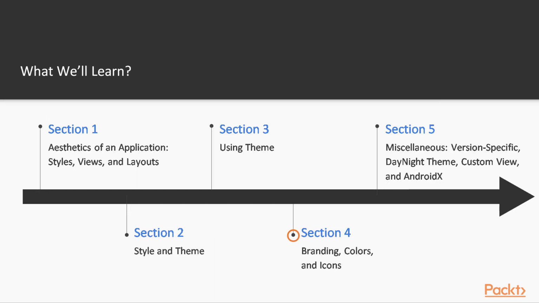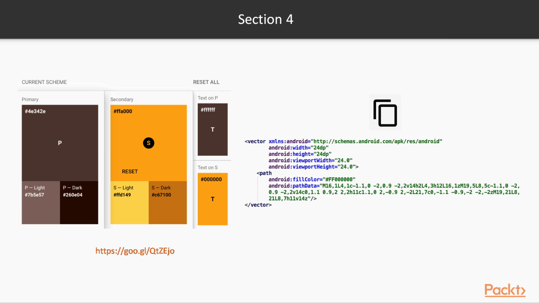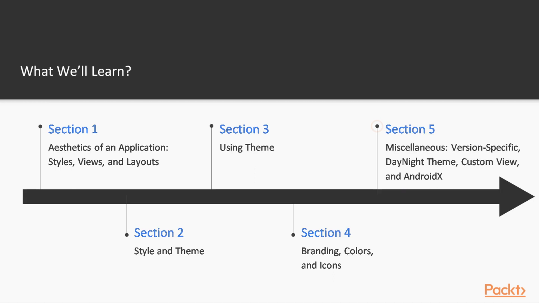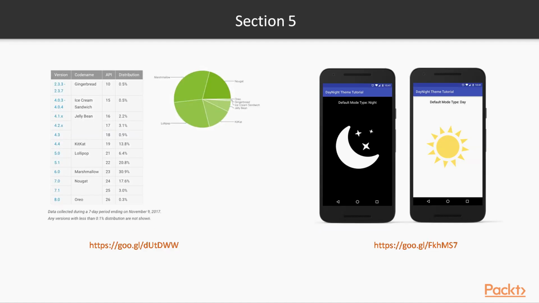In section 4, we will work on drawables, colors, icons, and making a brand. In the last section, we will create material styles which are backward compatible so your applications look material even when the target device does not support material API level. We will explore day and night theme too.